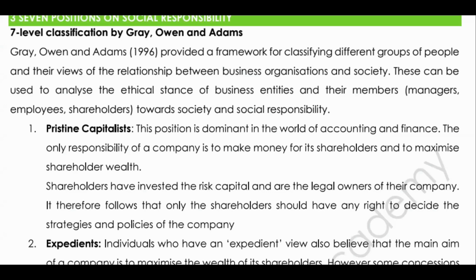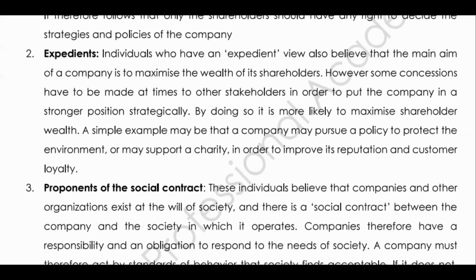However, when you move to the second group, those are the expedients. The expedients believe that, yes, we should make profit and maximize shareholder wealth. However, we need to consider other stakeholders to make us stronger. What are we saying? Yes, we want to make profit, but make sure you pay people that you are owing. Think about it: if I pay the people I owe, they will be able to lend me money later. If you take a loan from the bank, pay your loan. If you buy goods on credit from your suppliers, pay them when it's due.